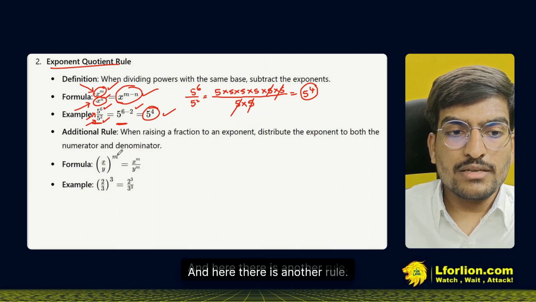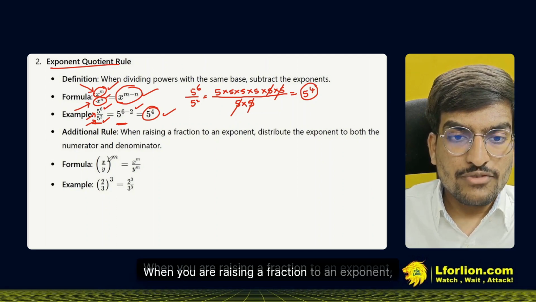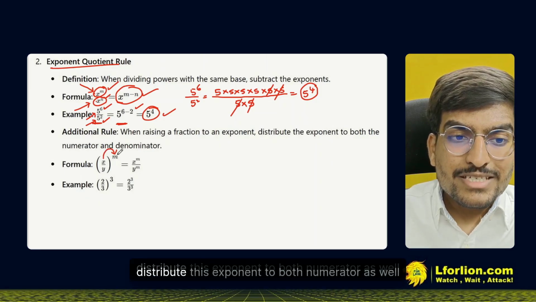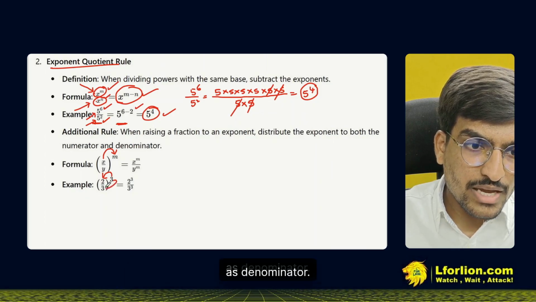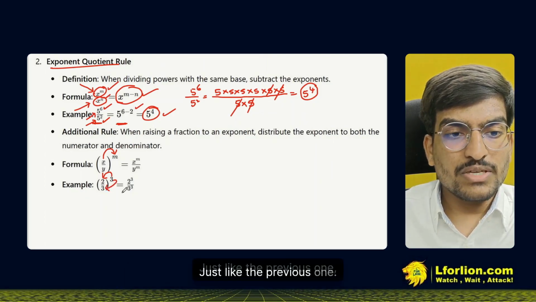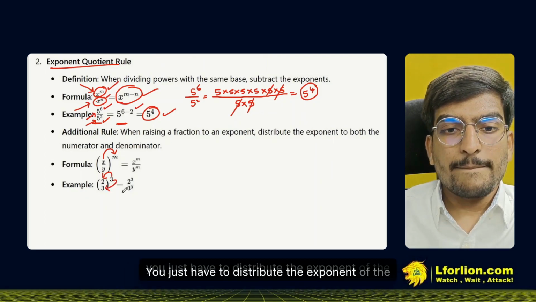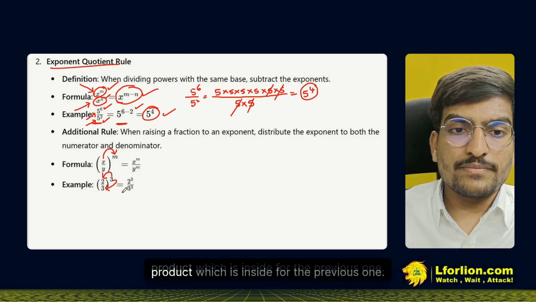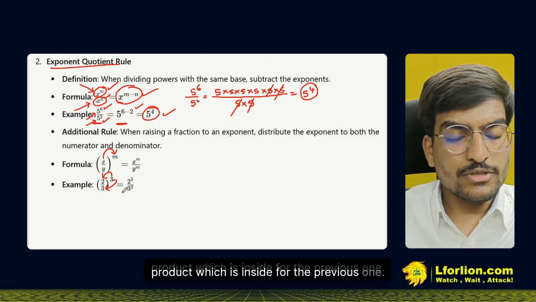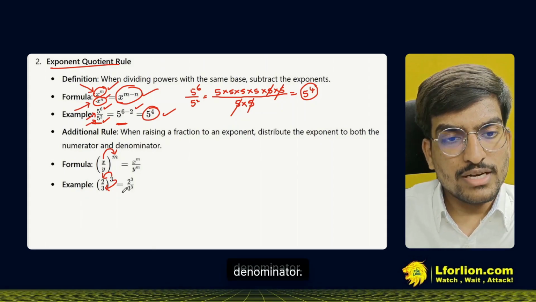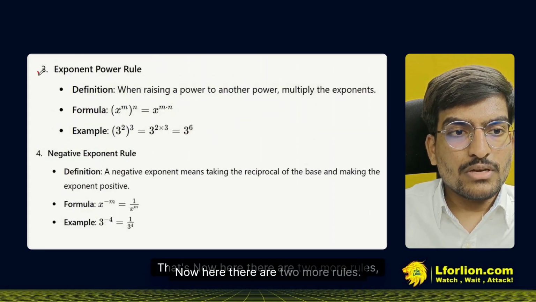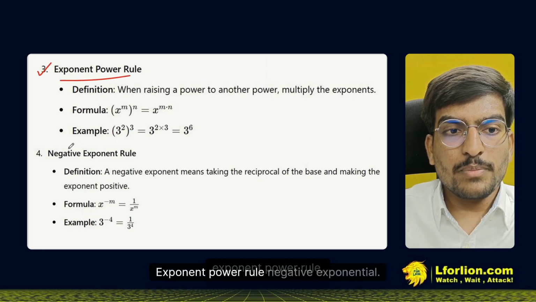And here there is another rule. When you are raising a fraction to an exponent, distribute the exponent to both the numerator as well as the denominator. Just like the previous one, where you distributed the exponent to the product inside, now it is the same: inside, you have to distribute to both the numerator and denominator. Now there are two more rules: the exponent power rule and the negative exponent.